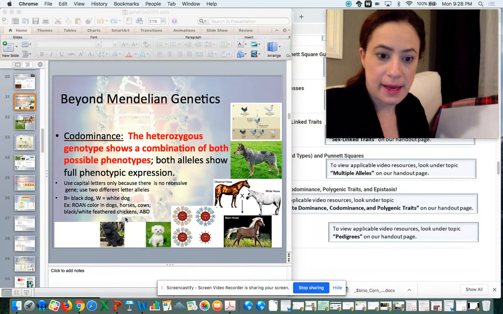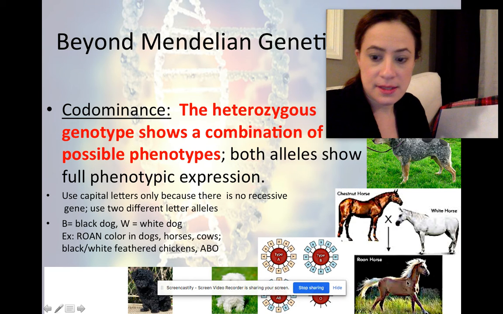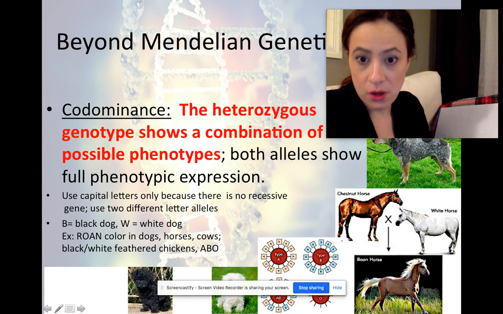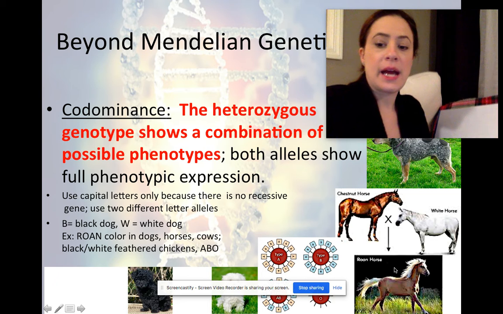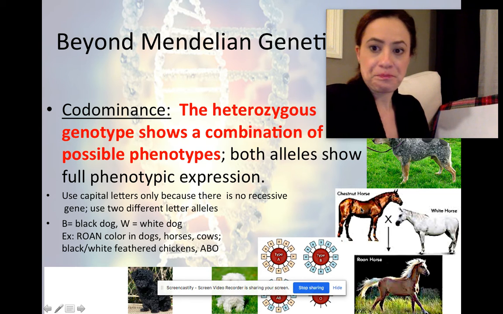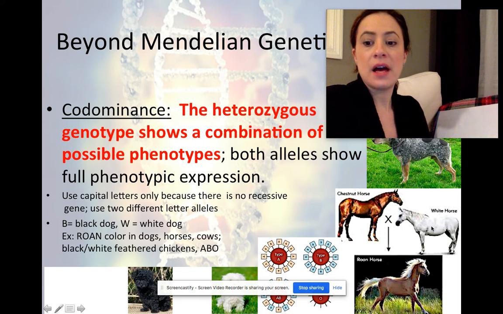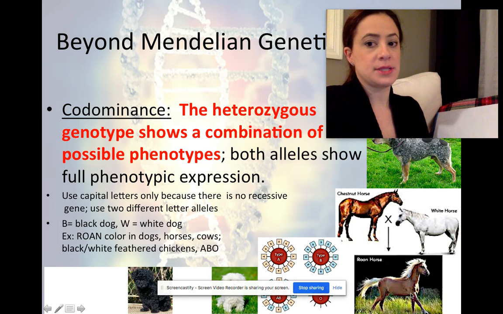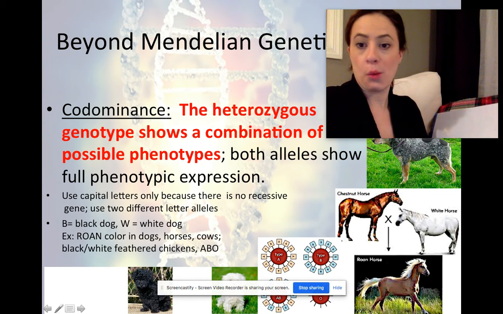Coming back here, this is a horse called a roan. Its parents might have been a red horse or a chestnut horse and a white horse. This horse would have had brownish red hair or red hair. This one would have had white hair. But this offspring, which is the heterozygote, doesn't have red over white or white over red, but both of them show.